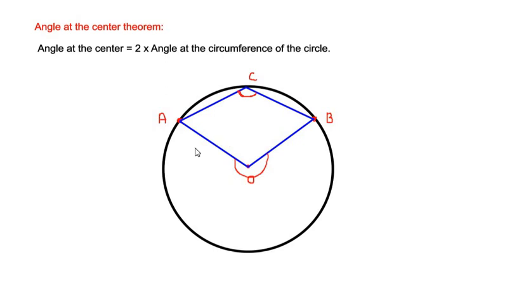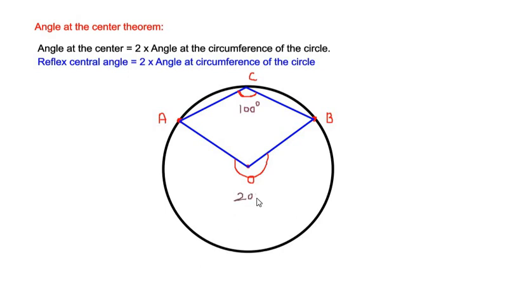Now in this case we are going to write it as reflex central angle is equal to 2 times the angle at the circumference of the circle. So for example, if we have the angle at the circumference as 100 degrees, then we are going to have the reflex central angle as 2 times 100, that is 200 degrees. You can see that the reflex angles will always be greater than 180 degrees and lesser than 360 degrees. So for these angles we are going to use the reflex central angle theorem. So let us see how we can use this theorem to solve the given example above.